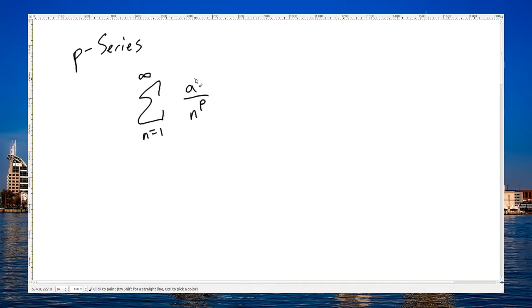A is just some constant positive number, and it goes into the P. And P is just some real number, and it's going to depend on whether it's bigger than 1 or less than 1, whether this thing converges or diverges. So let's use the integral test on this very general P-series.